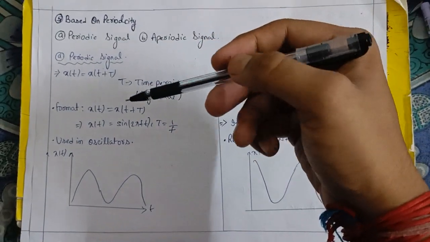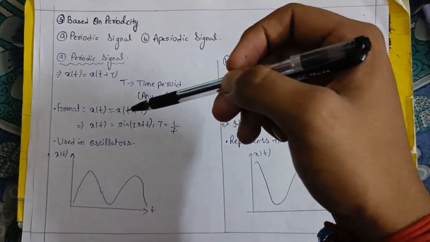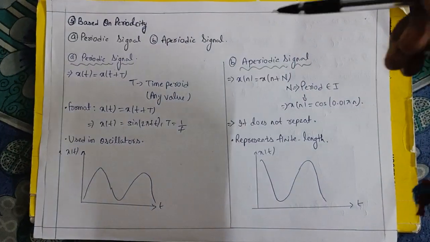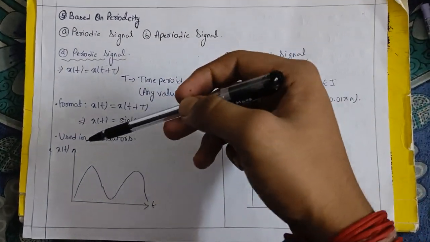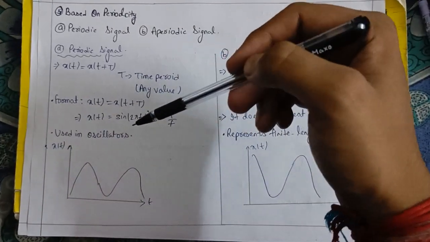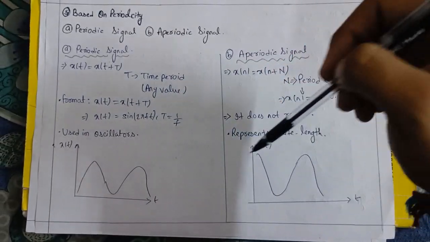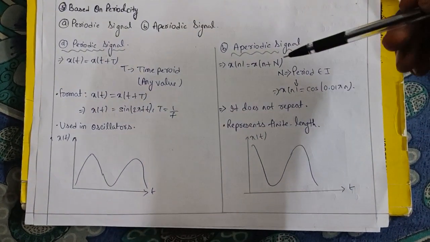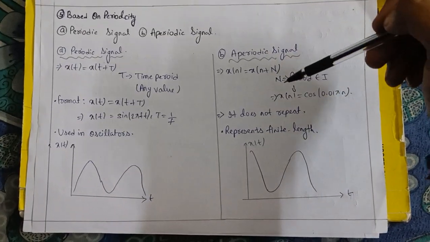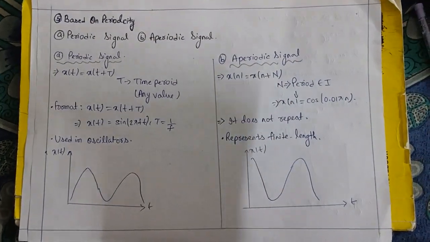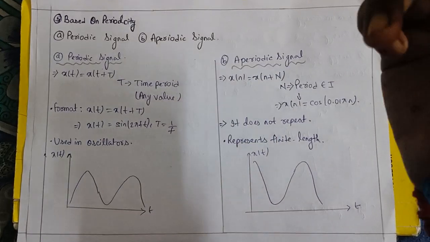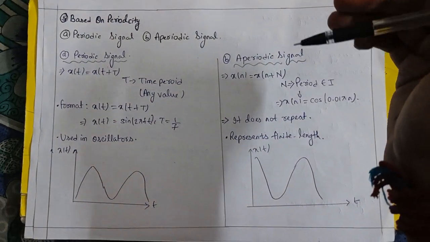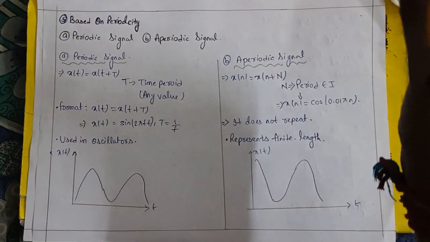Like if we put sine of (2 pi f t plus 2 pi), then the function will return its value again. This is used in oscillators, and as you can see in the graph. Now the discrete signal: x[n] is equal to x[n plus N], where N is the period, but here's a catch: it only belongs to integers, whereas in the continuous periodic signal it can be decimal, a rational number, or an irrational number. Here it has to be an integer.